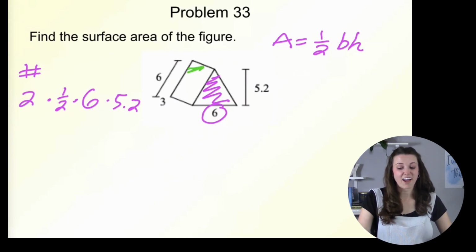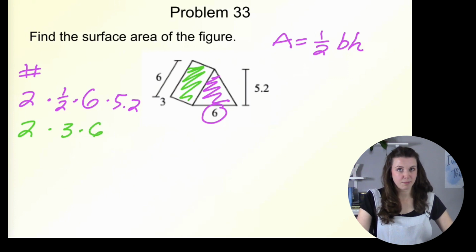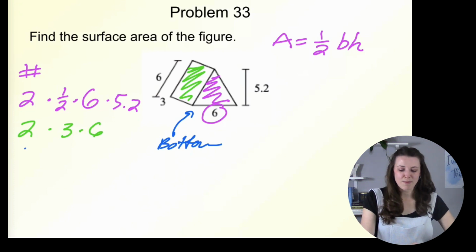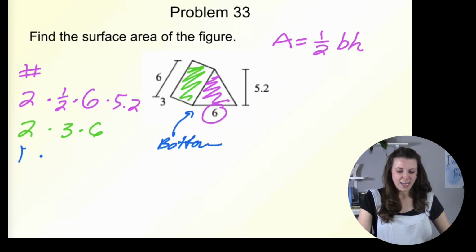Now we have the side of the tent. So the side is really just a rectangle. So we have one side and the other side. So we have 2 sides, and it's going to be 3 times 6. And then we actually have the bottom of the tent, which we can't see, right? So here's the bottom. There's only one bottom. We don't have a top because it's a triangle, so there's just one bottom. So we're going to put a 1 right there, and it is this 6 right here, and this 3 right here.